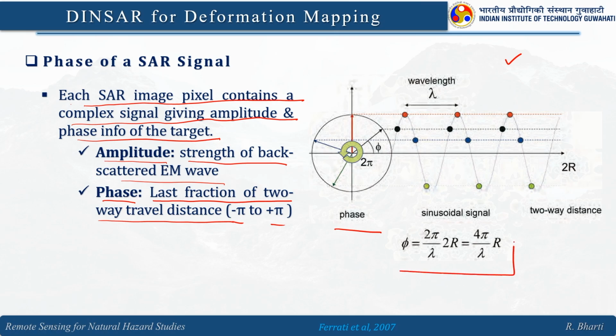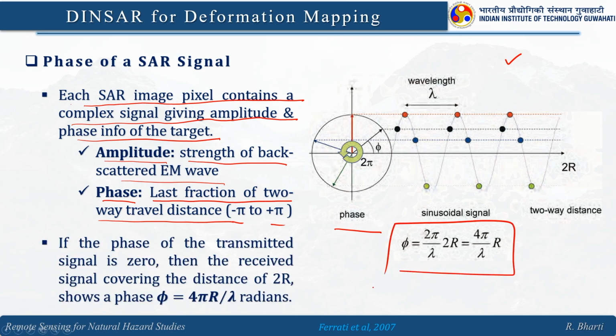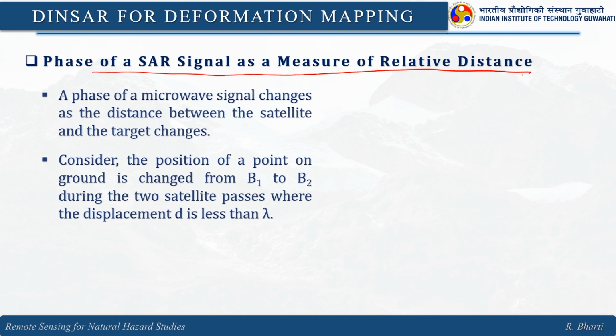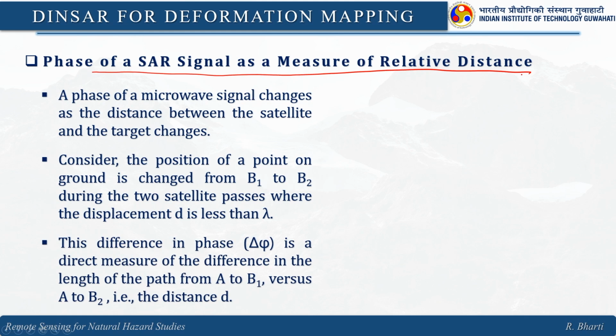So, here you can see how we can calculate the phase. If the phase of the transmitted signal is 0, then the received signal covering the distance of 2r shows a phase equal to 4 pi r by lambda, in radians, right. So, the phase of a SAR signal as a measure of relative distance, that we have understood how it works.